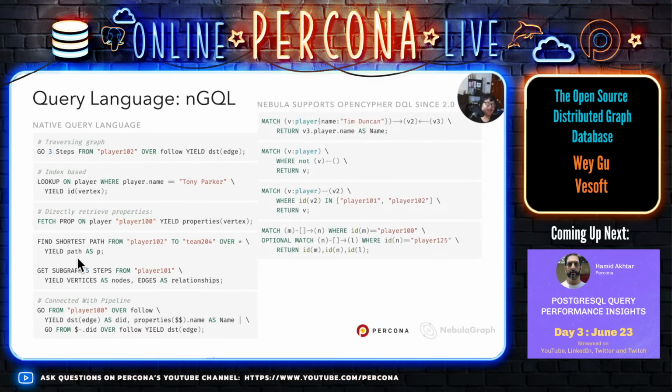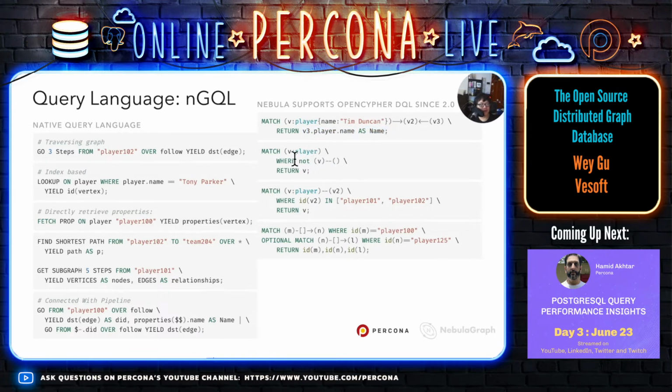And since version 2.0, Nebula Graph brings the support of another popular query language called openCypher. It was initially brought by the great Neo4j, and with the Cypher support in the DQL, we can have more complex patterns like this. In this pattern, you want to match something starting from a vertex with the name Tim Duncan and its outgoing relationship to v2 and a reverse edge to v3, and you want to return the v3s.